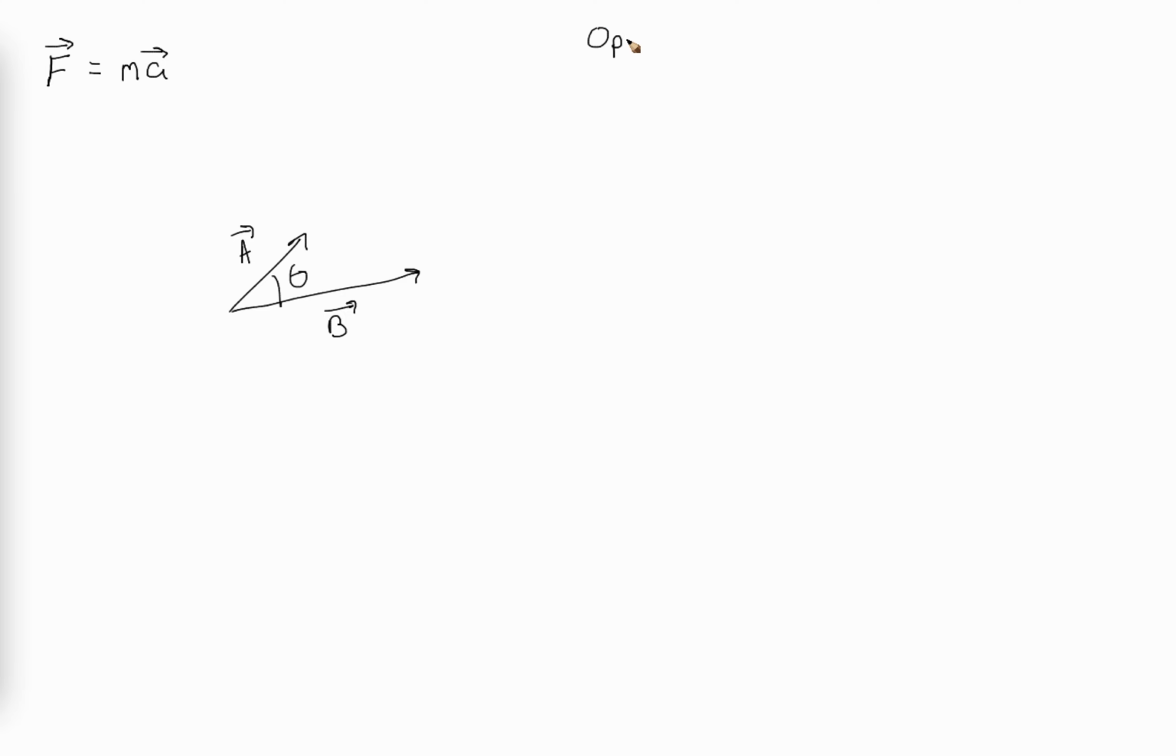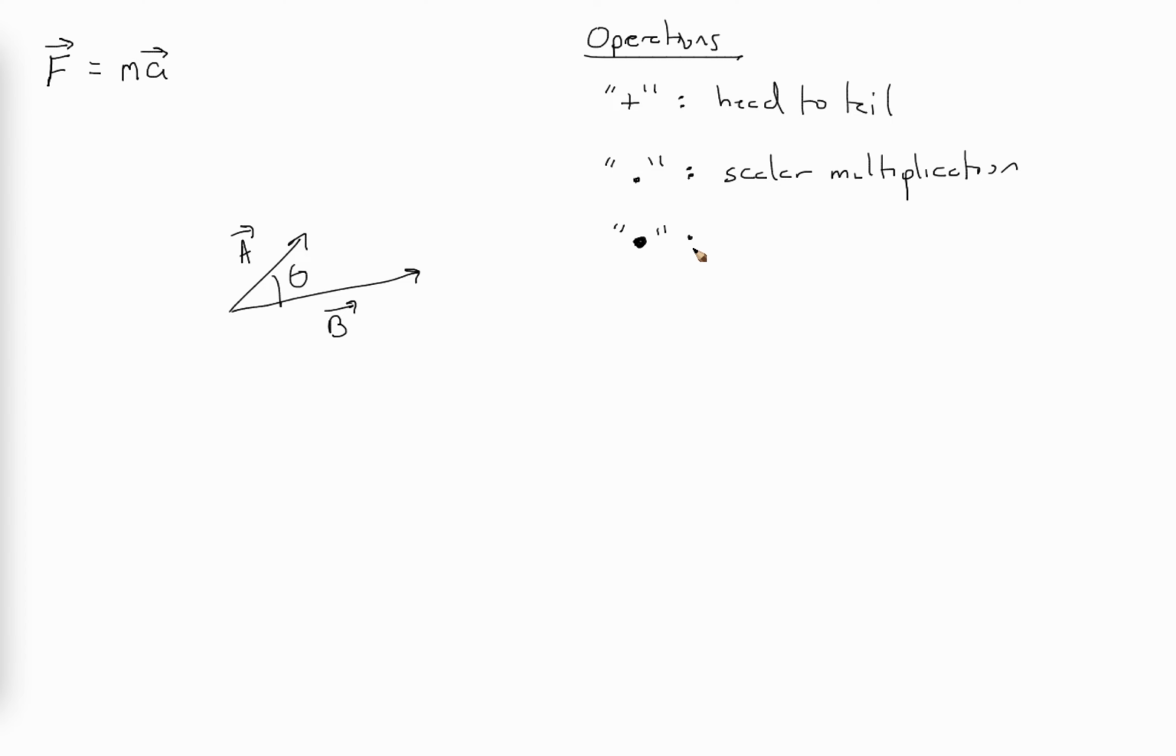Some of the operations that we've learned are how to add them. So we have an operation called addition, and that's the head to tail. And then we learned how to multiply them by numbers. So I'm going to put a dot here, though we don't usually use a dot to indicate this, but this would be scalar multiplication. And then we also have another kind of dot, which I'm going to draw as a bigger dot, that we learned is called the dot product.